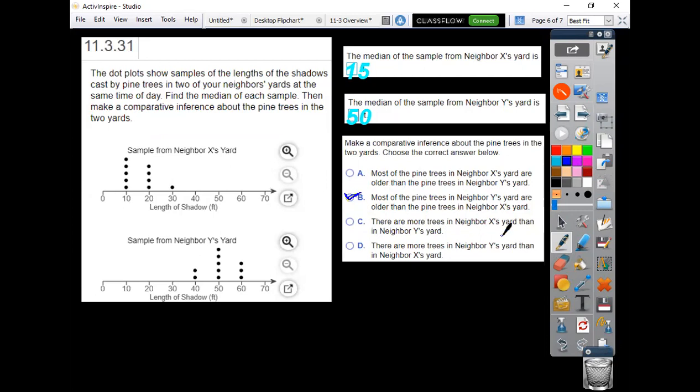There are more trees. Now let's talk about the shadow length. So it's not anything about the number of trees. It's the length of each tree's shadow. So that B right there would be the one that we were after.